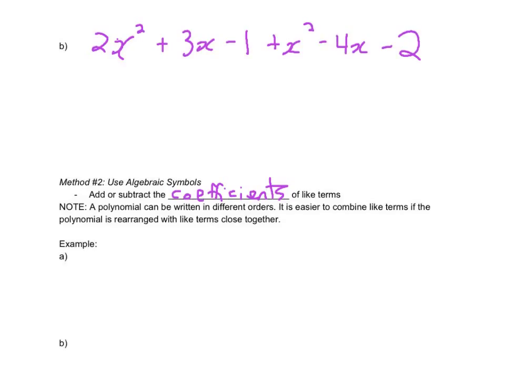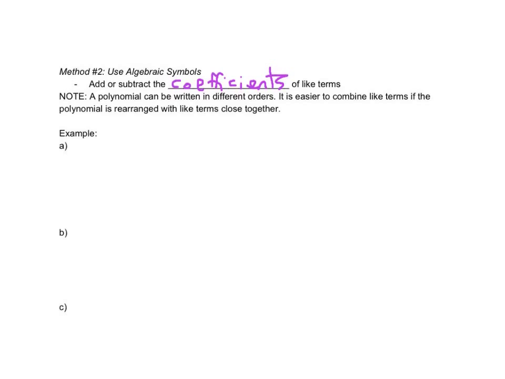Now an important note here that is going to make it easier for you is that polynomials can be written in different orders as long as you maintain the sign that comes right before each term, the plus or the minus. You can switch around the order of it. Sometimes it makes it easier to combine like terms if you rearrange that polynomial with the like terms close together. So we'll do a couple examples and I'll show you what I mean with that.